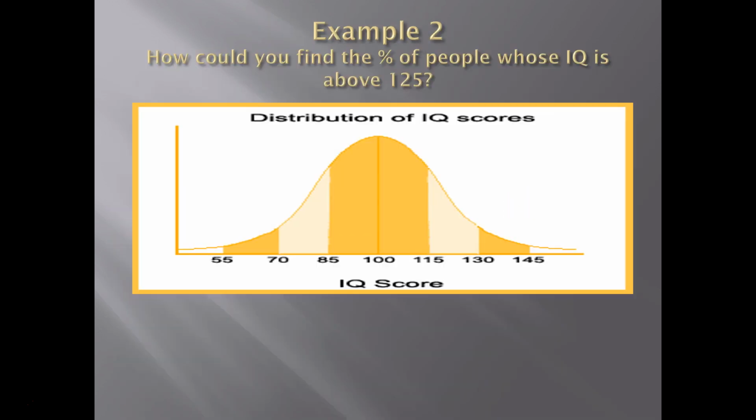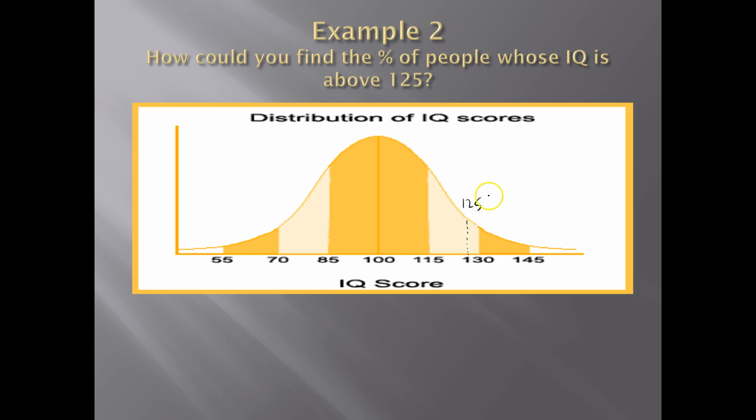So the reason why we want to create z-scores and then look at a z-score table is because it tells us some important information. Let's look at this example, number 2. It says, what percentage of people have an IQ above 125? Well, 125 is right about here.